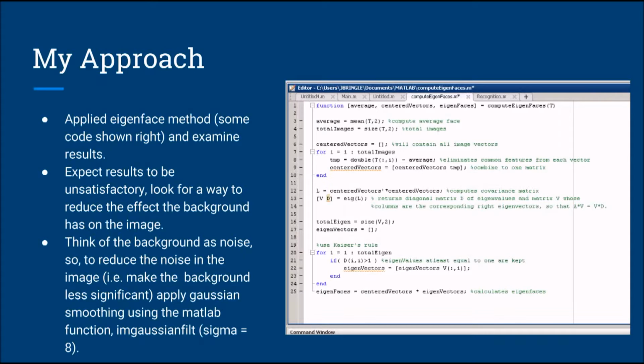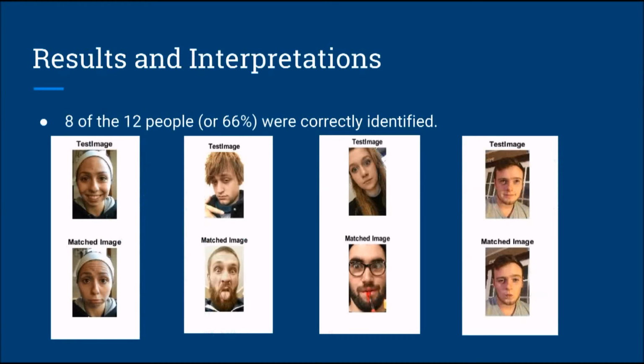Result-wise, and this is for the original data set as well as the one with Gaussian filtering, they both had the same results. 8 out of the 12 people were correctly identified. And as you'll see here, there were some not pretty results. My friend Kate was not happy to be identified as a man. But why did I get these results, right?